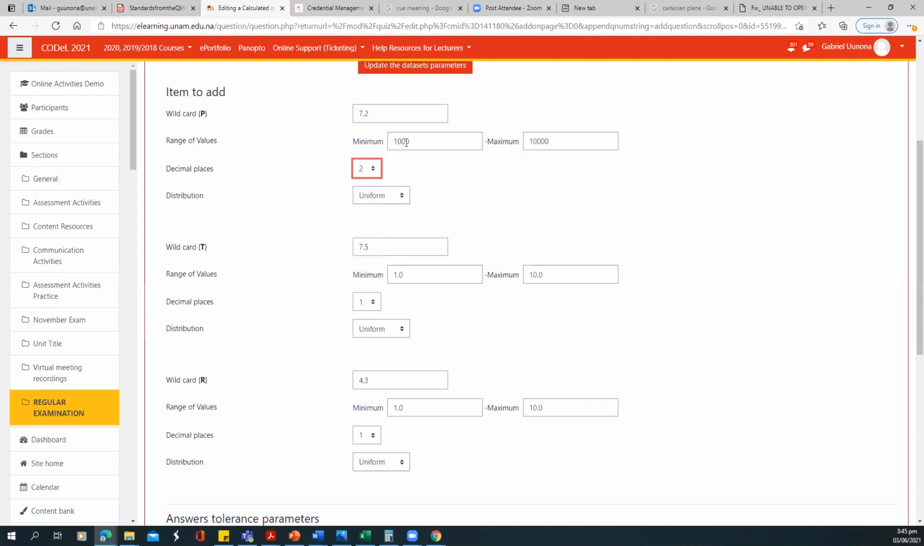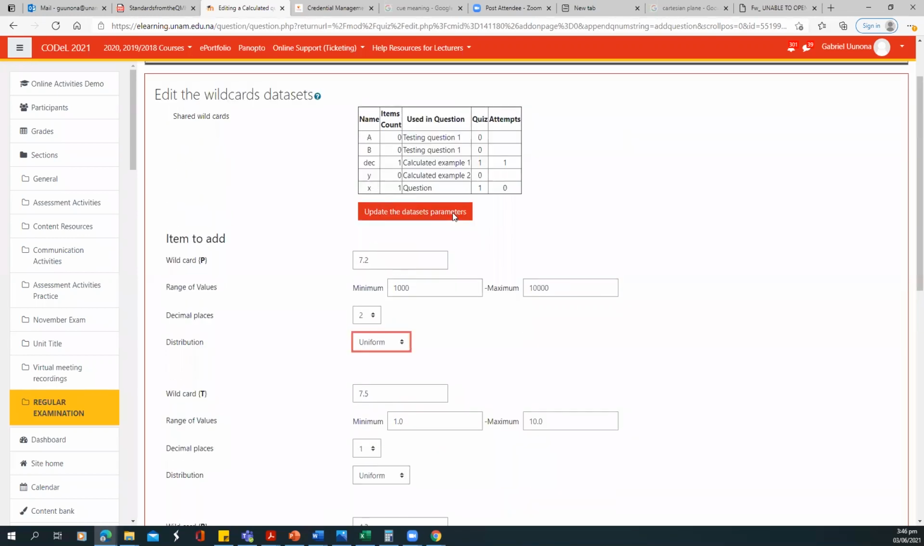The distribution, we recommend uniform. Uniform would mean the value that will be generated here will be fairly distributed between 1,000 and 10,000. If you use logarithmic uniform, it will be leaning towards the minimum. So uniform is the ideal thing.